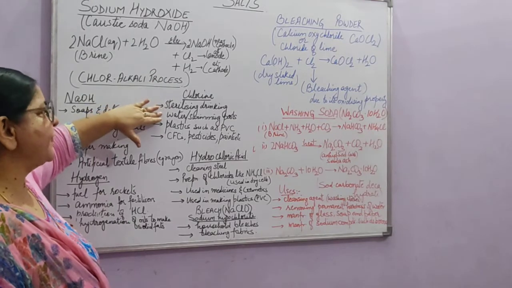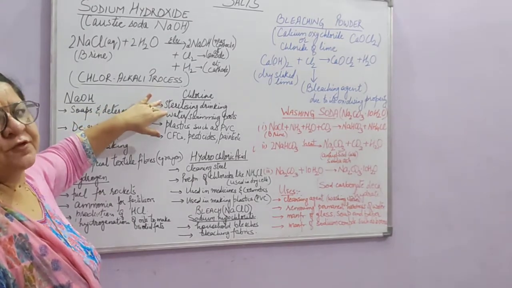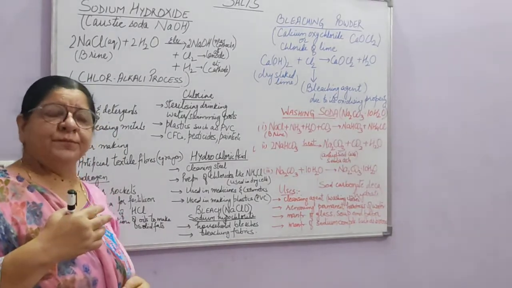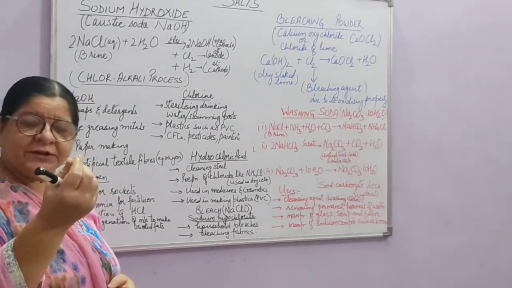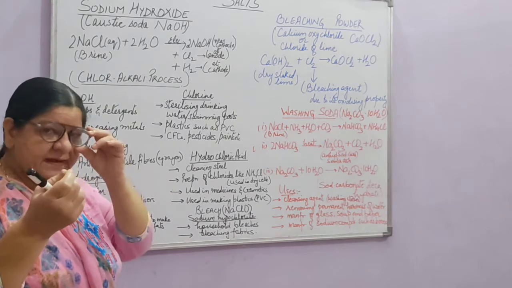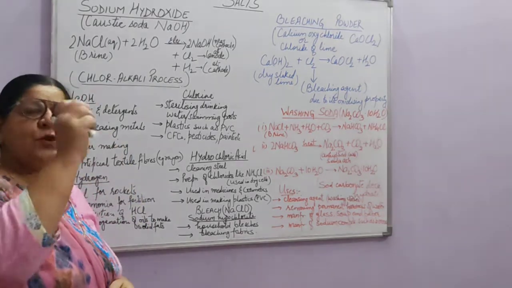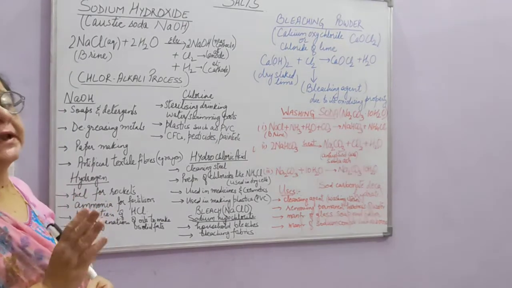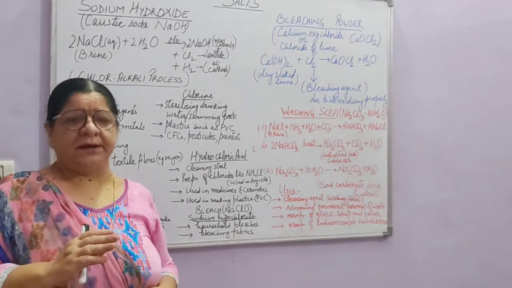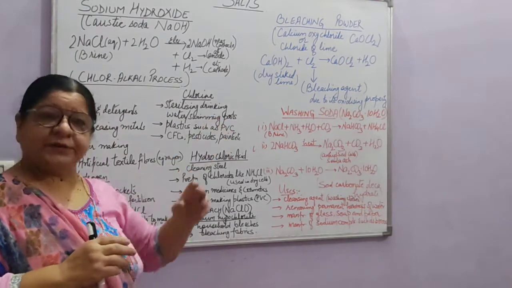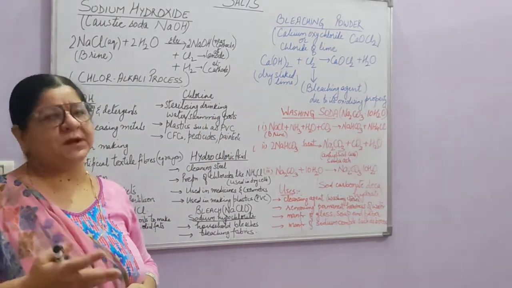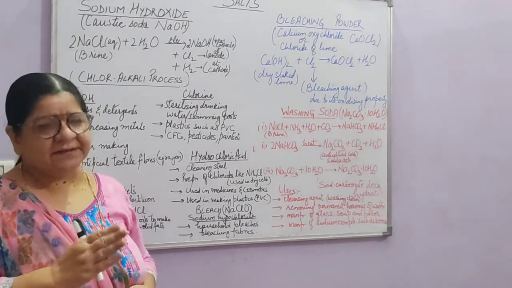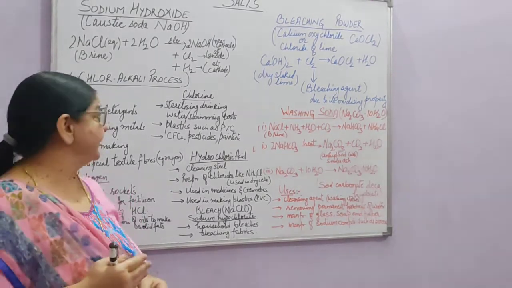Then comes chlorine. Chlorine is used for sterilizing drinking water. You know, the water which we get in our taps also has some chlorine in it sometimes. Those chlorine tablets are put in the tanks to sterilize the water, to kill all the bacteria present in it. Then it is also used in swimming pools. You must have observed that in swimming pools they use chlorine to disinfect and sterilize the water.